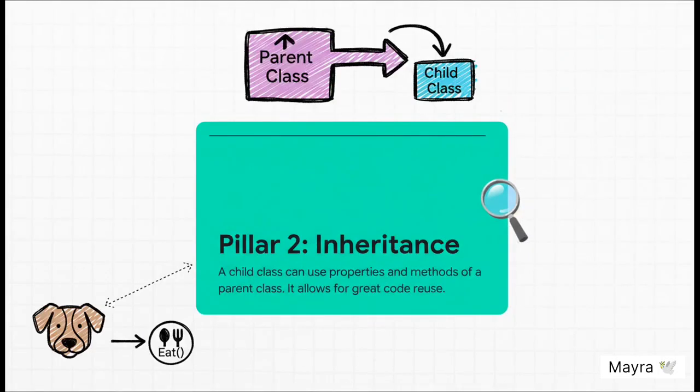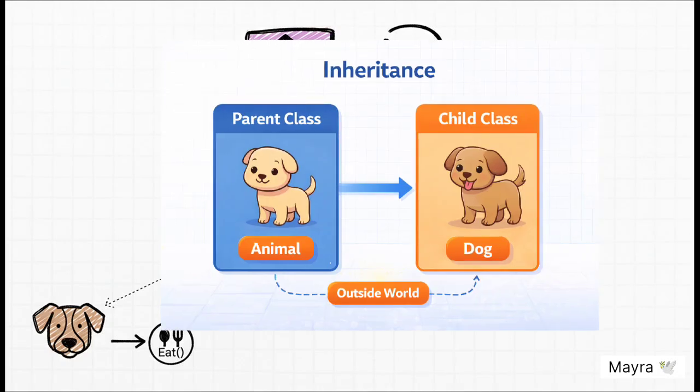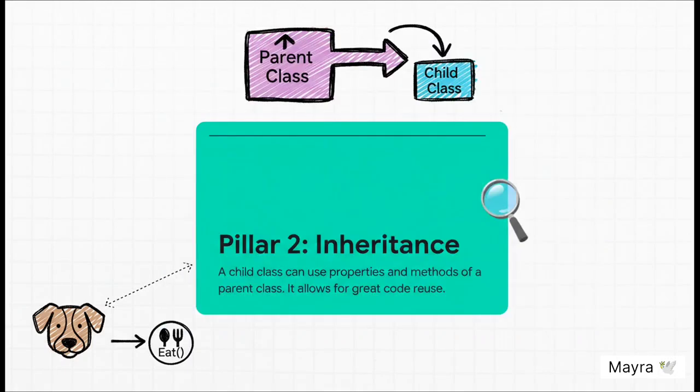Next up, we have inheritance. This one is all about code reuse, which saves us a ton of work. Imagine you have a general animal class that knows how to eat. Well, you can then create a dog class and a cat class that both inherit from animal. That means they automatically get that eat method for free without you having to write it again.